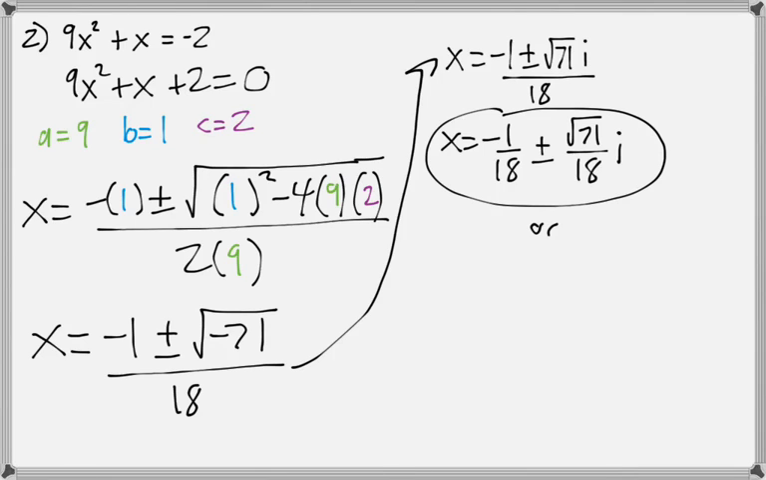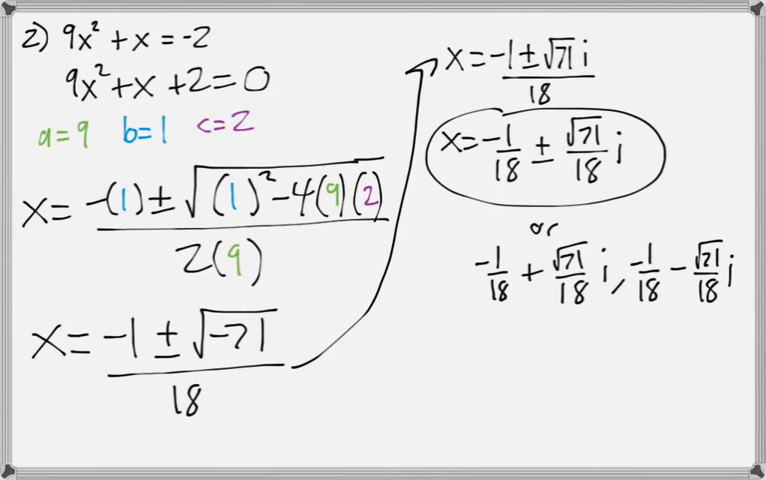Make sure that your I is not underneath the radical, because square root of I is a thing, but we want the I to be on the outside here. And again, if you want to separate these, it would be like this. So anytime you get a negative underneath the square root, then you are going to have an I in your answer.